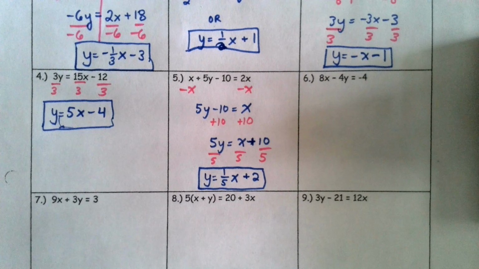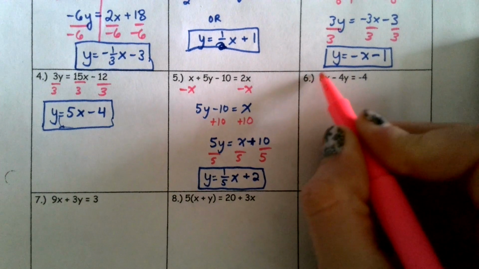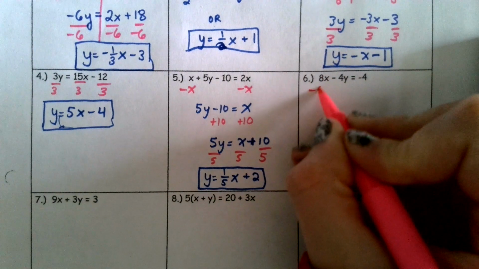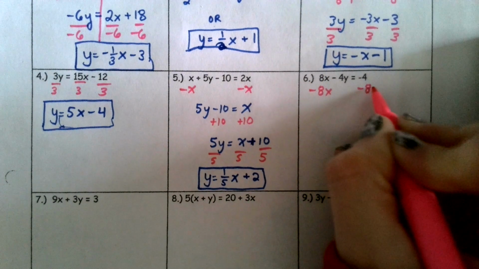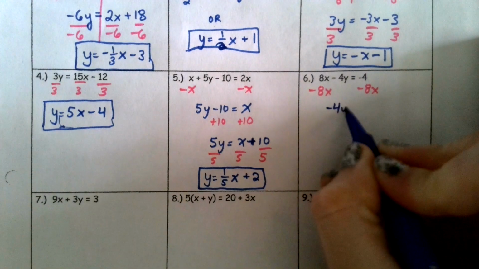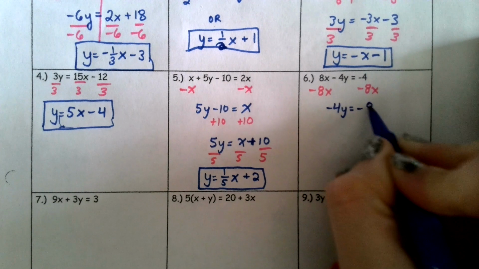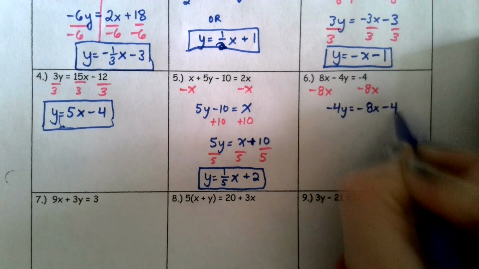So for this problem, where our equation again is in standard form, we're going to start off by getting rid of this 8x term here by subtracting 8x from both sides. So now we have -4y equals, again, these cannot be combined. These are not like terms. So this will just be -8x minus 4.